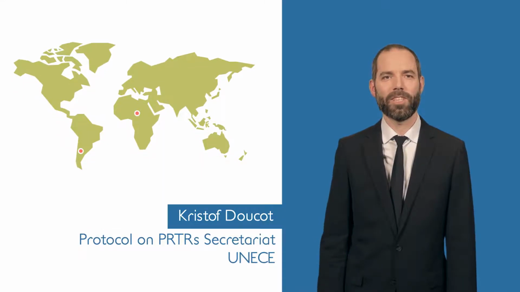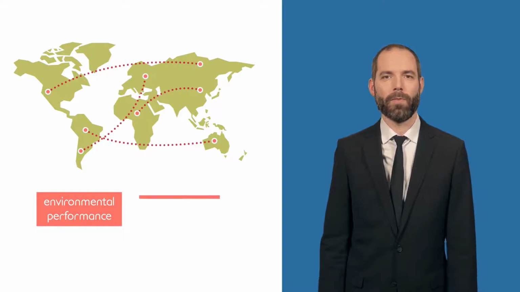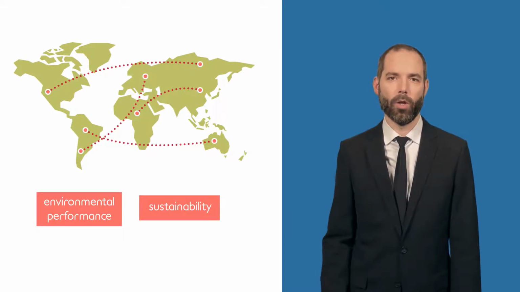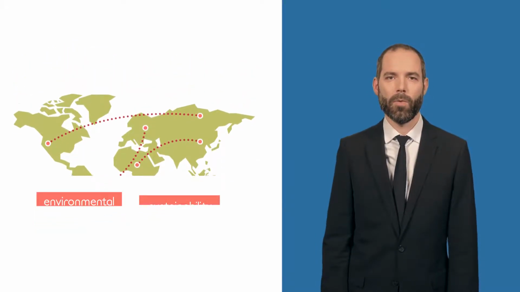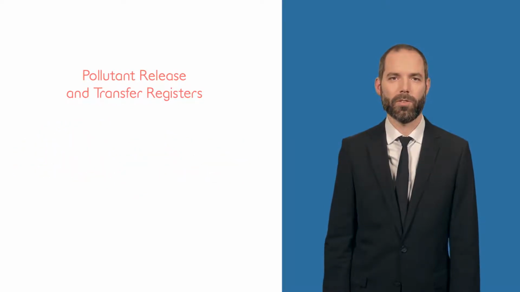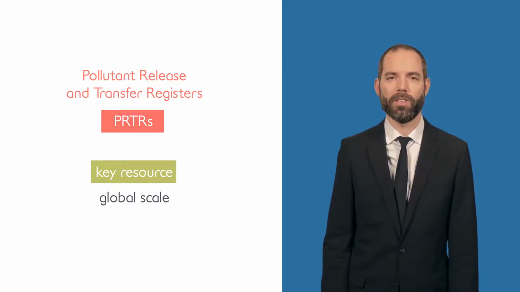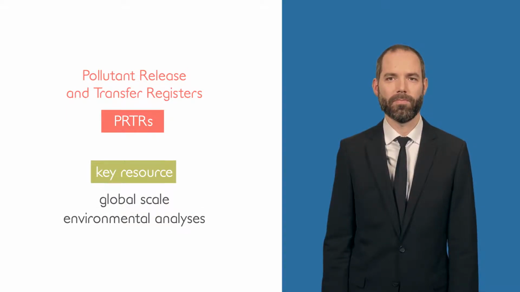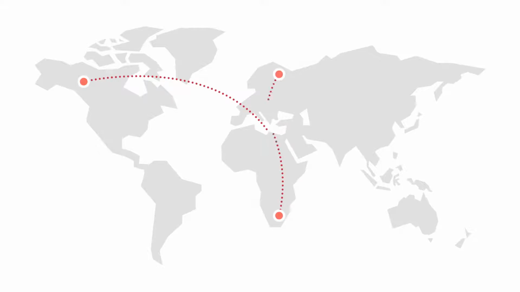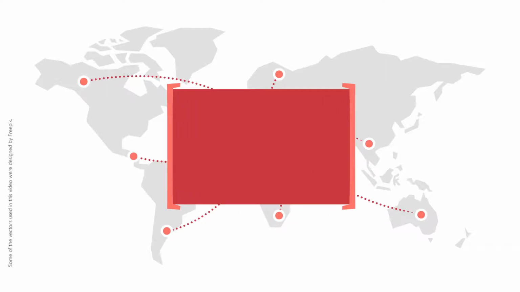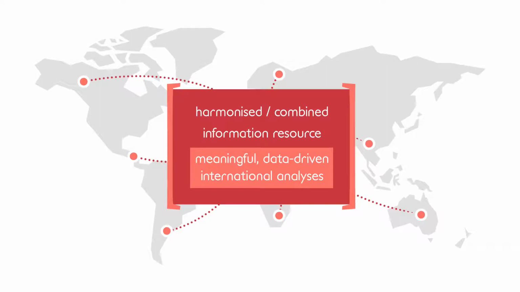As national economies become more integrated on a global scale, the emphasis on examining environmental performance and sustainability at the global level continues to grow. Pollutant Release and Transfer Registers, or PRTRs, have been recognized as a key resource in global-scale environmental analysis. When PRTR programs gather data that are consistent with other PRTRs, information from multiple countries can be harmonized or combined, creating an information resource for meaningful data-driven international analysis.